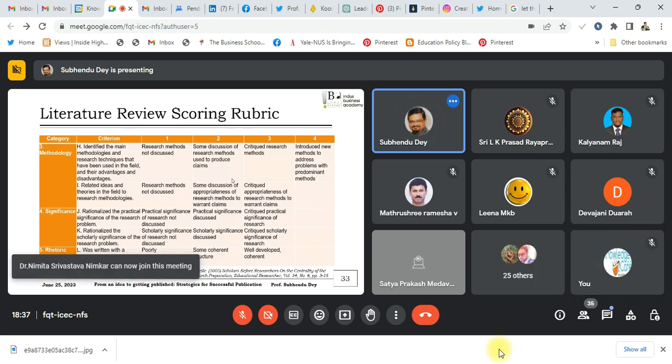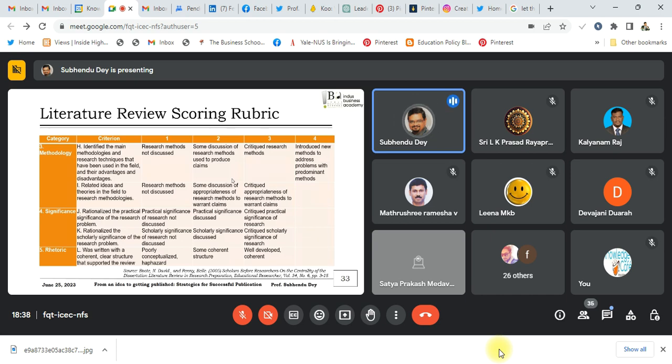So if you look at it, you will find that when you have done your literature review, and based on each of these categories and criteria, you start putting it in the rubrics, which means you ask yourself the question, have I discussed all the research methods? Have I identified what were the main methods and have I discussed them? If not, then it is one, which means it is not acceptable. If you have discussed some of the methods, then it is two. Again, not acceptable. But if you have critiqued the research methods, yes, it is acceptable.